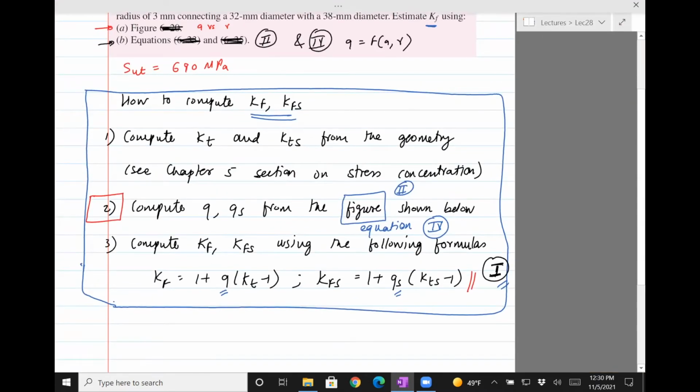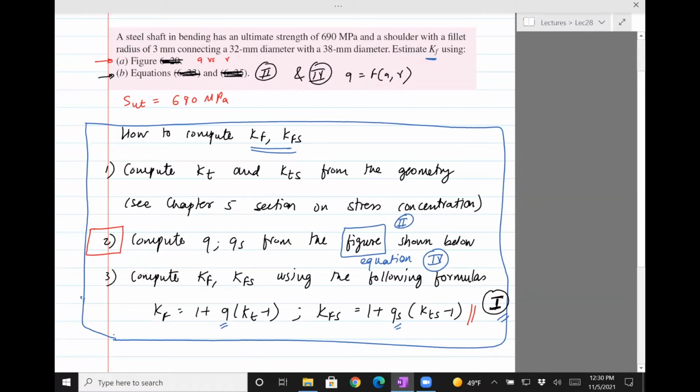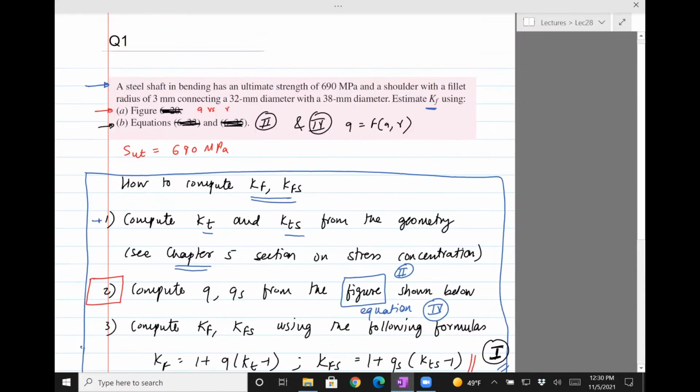Okay, so we got to essentially follow this. Now, before we start doing this, step 2 and step 3 are essentially using the formula. But what about step 1? We need to find KT and KTS from geometry. For that, we need to see something which we did in the past in chapter 5. That is the stress concentration depending just on the geometry. So we need to sort of understand what this question really means in terms of geometry.